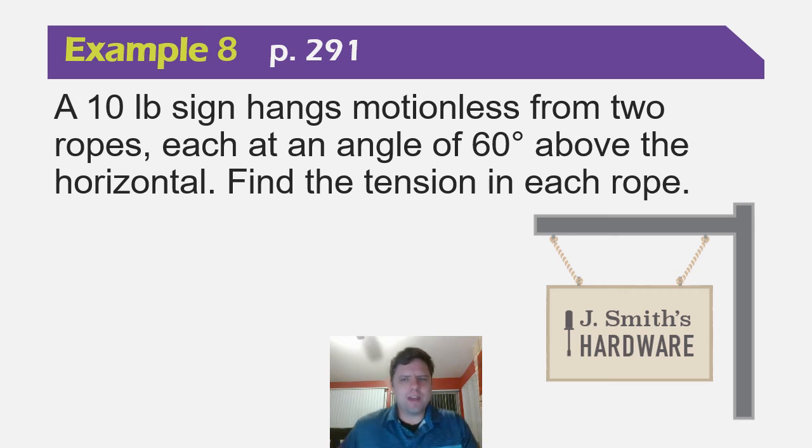Okay, what about this one? We've got a J. Smith's Hardware sign here, and we're told that it's a 10-pound sign. It's hanging motionless from two ropes, each at an angle of 60 degrees above the horizontal. Find the tension in each rope. Again, I think it's helpful to draw a picture of the forces that are going on here. So let's do that first.